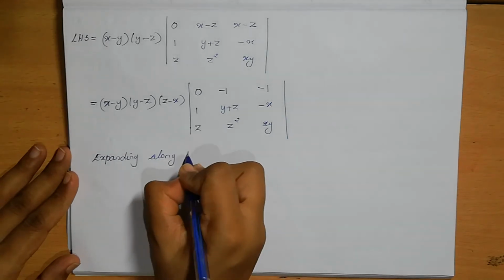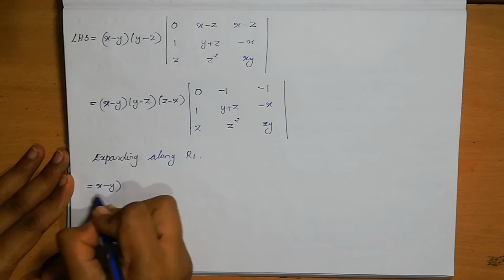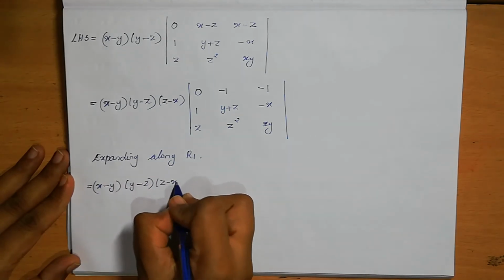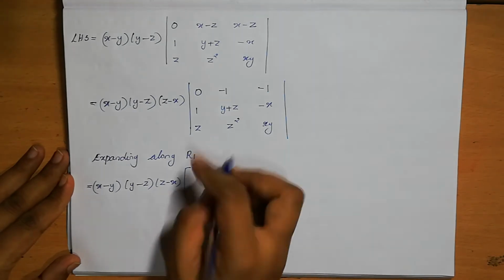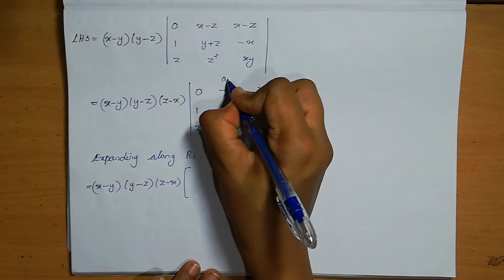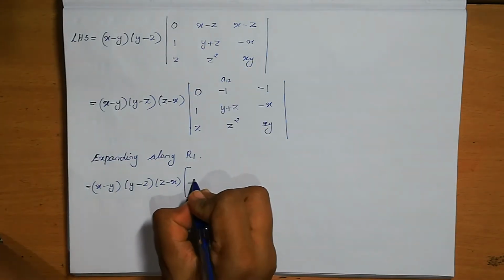Expanding along R1. So this x minus y, y minus z, z minus x, that is outside. 0 into something means 0. Next, this is which element? First row, second column, A12. A12 means minus 1 to the power 3. That means we will get a minus value, right? So minus minus 1.